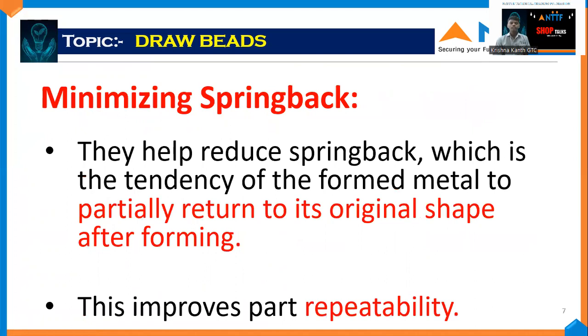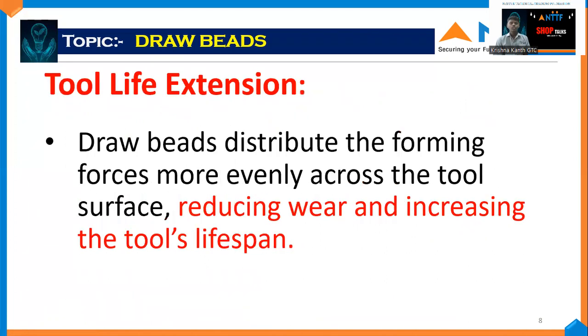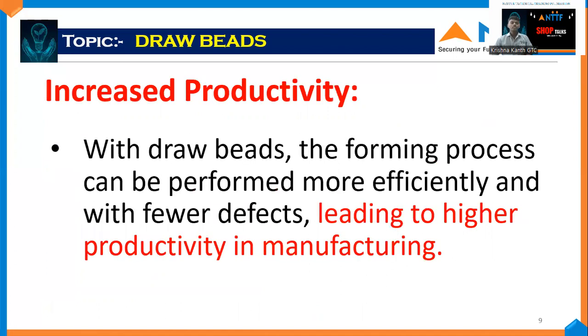Minimizing spring back. Drawbits reduce spring back, where the part partially returns to its original shape after forming. Drawbits improves part repeatability. Tool life extension. Drawbits increases the tool life and it reduces wear, which increases the tool life span. Increased productivity. Drawbits lead to higher productivity in manufacturing. Mainly drawbits is used in manufacturing industries.